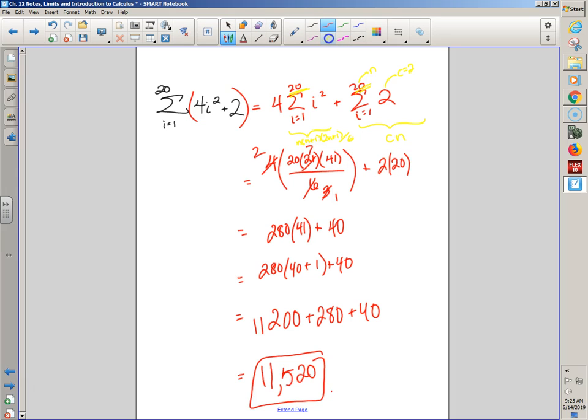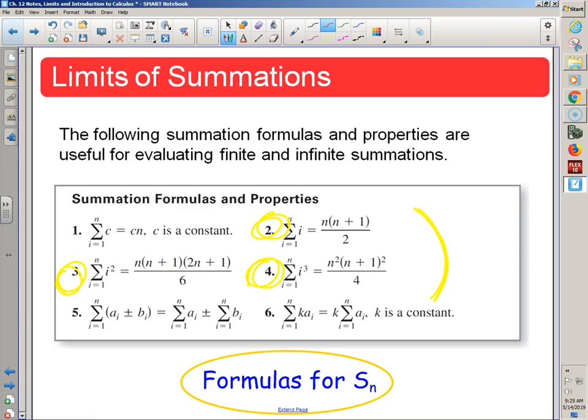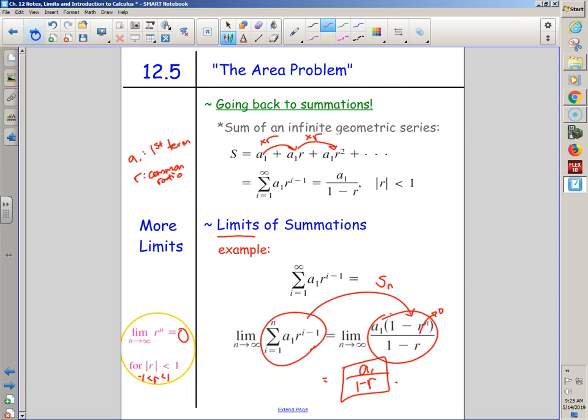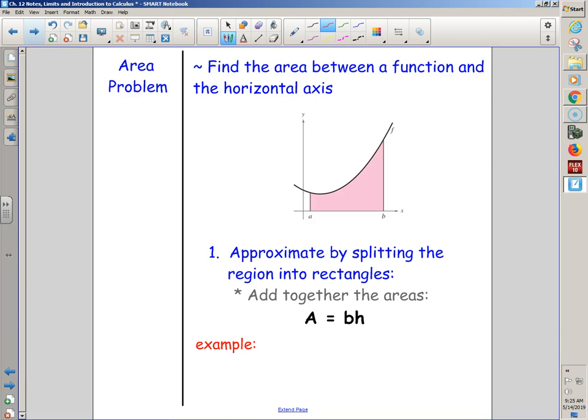Okay. So we have these sigma formulas. Is that table, that yellow box, that chart kind of important? Yes, because otherwise, how are you supposed to solve it by hand? We have these sigma formulas that say, give me a sigma and I'll give you a formula in terms of n. And if we're trying to think about infinite sums, wait, okay, hold on. We still have to think of how this applies to area. So area. How does this apply to area? Area problem. Find the area between a function and the horizontal axis.